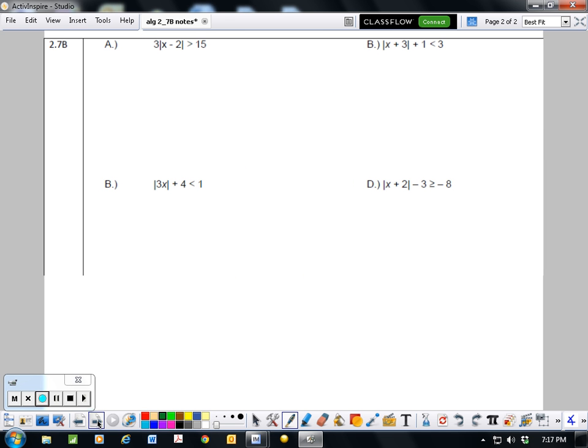Okay, so just reviewing some of the stuff that we talked about before with our absolute value equations or inequalities: the absolute value has to be by itself. So I'm highlighting these absolute values to show you that there's other things around it that need to be moved away before we can solve. So here I'm going to divide by 3. So now I have that the absolute value of x minus 2 is greater than 5.